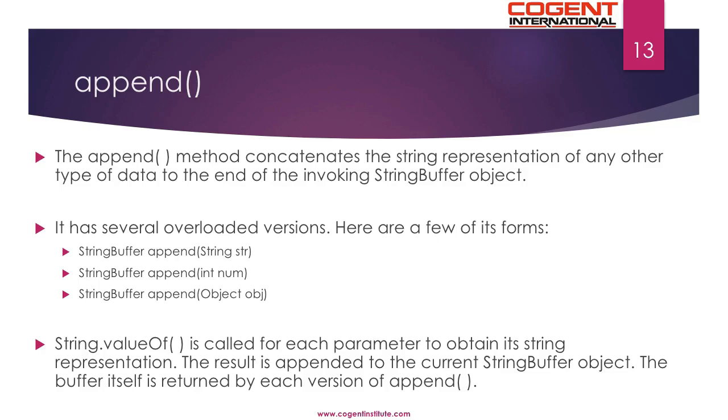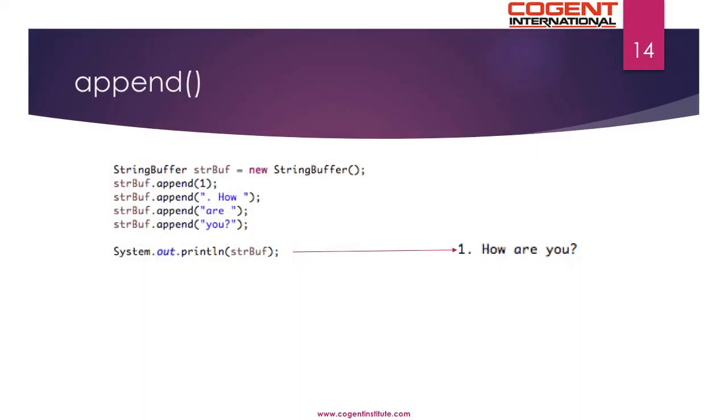String.valueOf is called for each parameter to obtain its string representation. The result is appended to the current StringBuffer object. The buffer itself is returned by each version of the append method. Here's an example. We create an empty StringBuffer object by using the default constructor and then append 1 followed by a string literal followed by another string literal followed by another string literal. So the output of the StringBuffer object is "1. how are you?"